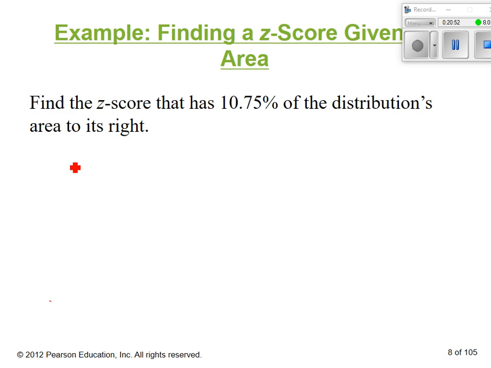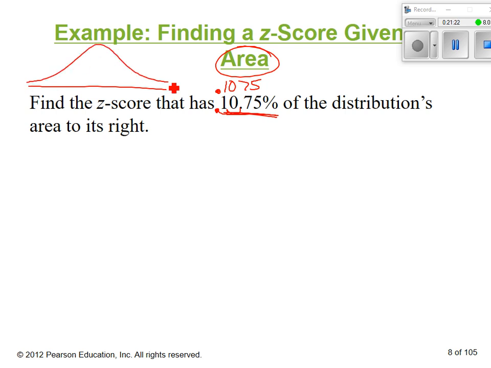If you're looking at something to the right, now this changed a little bit. It said 10.75%. That's a percentage. To change it to an area, we just bump that decimal over 2 places, so 0.1075. But now we're looking at, and this might be what a college does. If a college says, hey, we're only taking the top 10.75% of students, we don't want to let all the riffraff in, so they're only taking that top 10.75%. So that means that's the area out here.